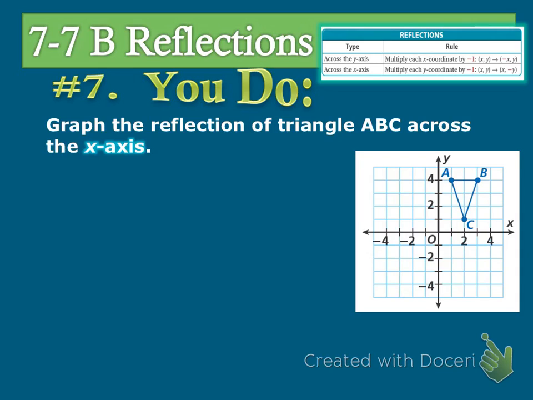Now looking at number 7, it's asking you to graph the reflection of triangle ABC across the x-axis. Make sure that you're reflecting across the x-axis, which means you're going to multiply each of the y-coordinates by a negative 1. Go ahead, try this one on your own. When you're done with it, bring it up to me to have it checked, and then I'll give you the worksheet to practice.